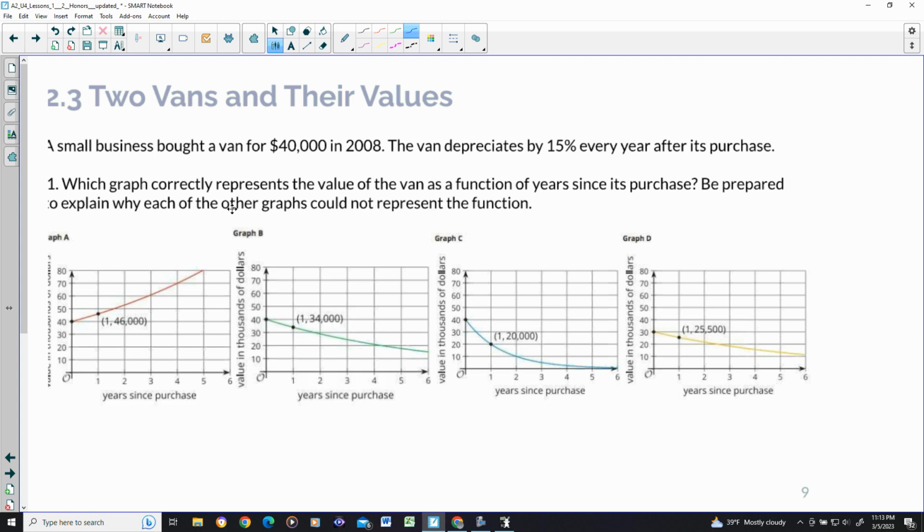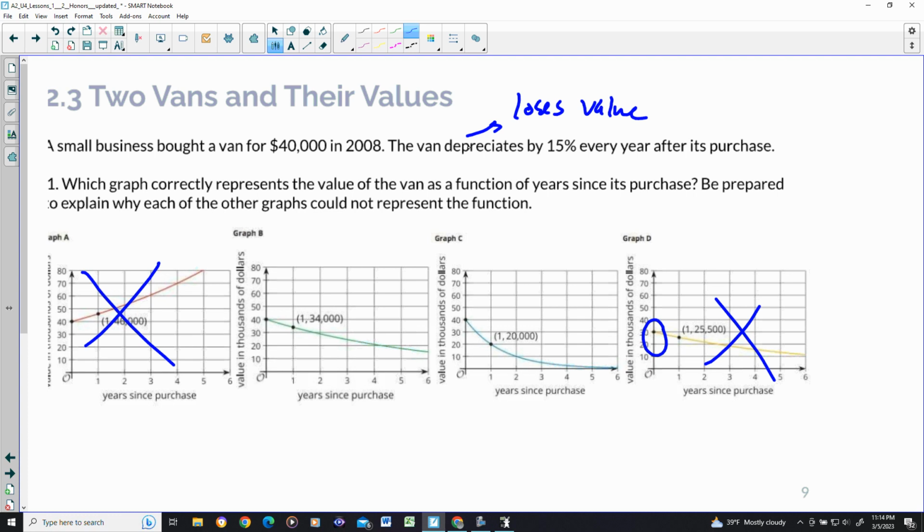Okay, now obviously, it starts with 40,000. So which graph is immediately out? That one. It doesn't even start at 40. It starts at 30, not 40. Okay, the rest of the graphs start at 40. So let's think about this. The van depreciates by 15%. What does that mean? Depreciates means loses value. Which graph is out? Not this one. That goes up. Okay, so now we end up with two graphs that go down a little bit over time.